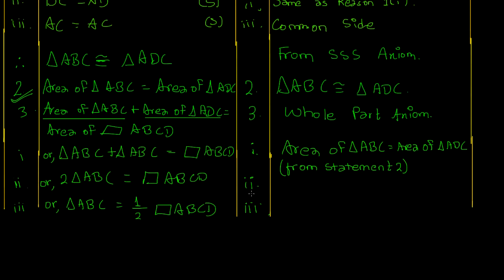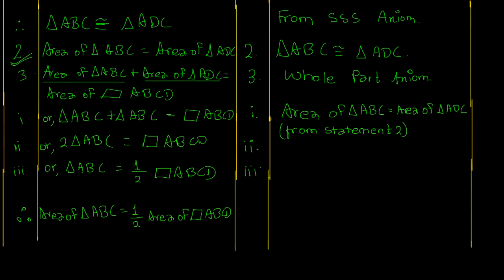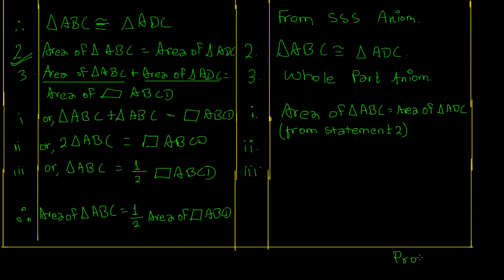So to give this a final touch, we need to write therefore, and here area of triangle ABC equals half of area of parallelogram ABCD, and nothing needs to be written in this reason part. And if we draw here, then we can also write here proved, PROVED, and that's how we need to prove it.